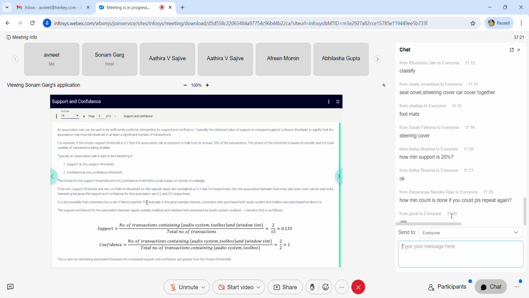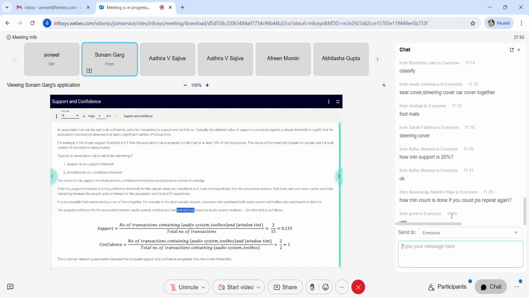Another example here. Let's say we are looking for an association: if a person has purchased an audio system along with a toolbox, two things together that the person has put in the basket, will he put in a window tint or not? So here this becomes your X. People who have purchased audio system and toolbox are purchasing window tint.